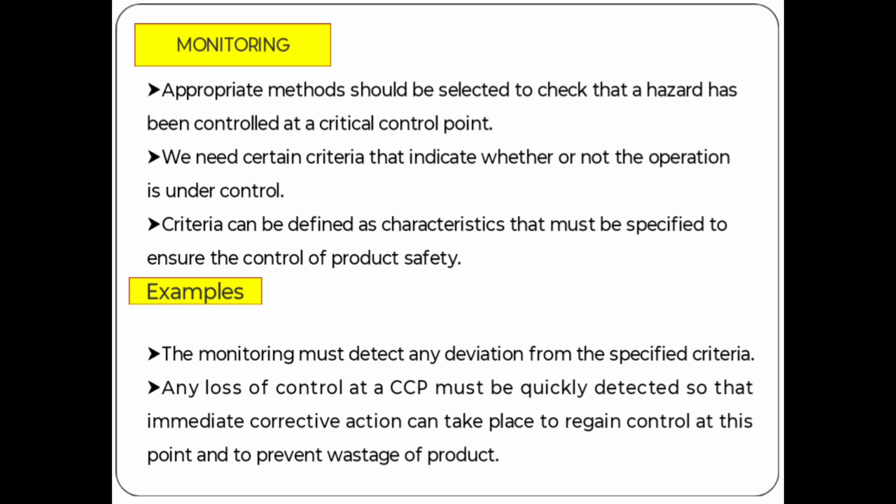Monitoring. Appropriate methods should be used to check that hazards have been controlled at the critical control point. We need certain criteria that indicate whether or not the operation is under control. Criteria can be defined as characteristics that must be specified to ensure the control of product safety. The monitoring must detect any deviation from the specified criteria. Any loss of control at a CCP must be quickly detected so that immediate corrective action can take place to regain control at this point and prevent wastage of product.